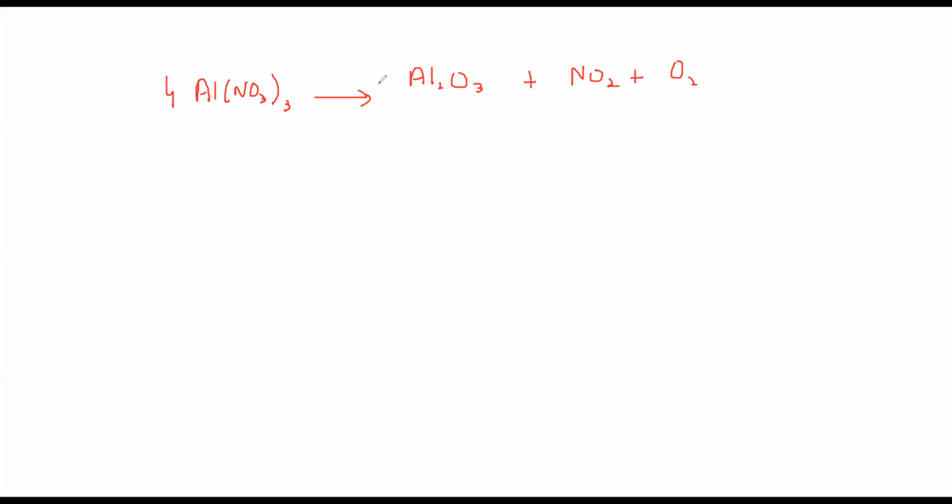So 4, 2, 12, and 3. When you check oxygen, 3 multiplied by 3, 9 multiplied by 4, 36. Oxygen on the other side, 3 multiplied by 2, 6 plus 24, 30 plus 6, 36. So oxygen is balanced. What about aluminium? You have 4 aluminium, that's balanced. What about nitrogen? 3 multiplied by 4, 12, and you put 12 there, so nitrogen is also balanced. Is it clear? This is the balancing of aluminum nitrate.